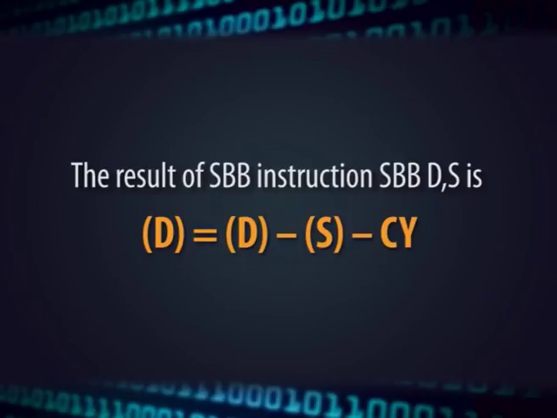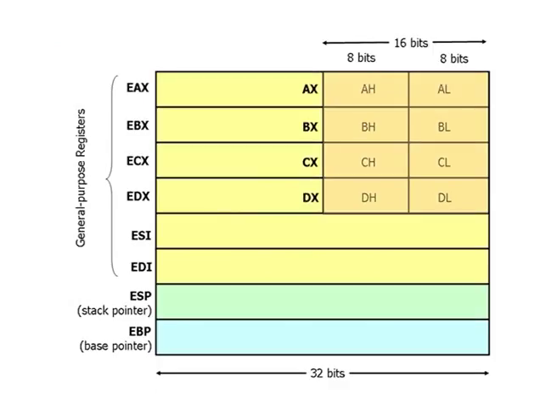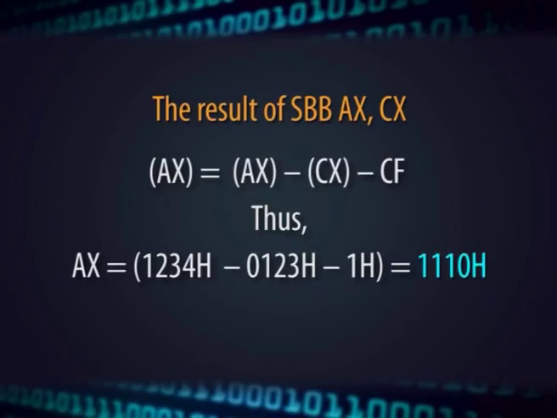Assume the contents of registers AX and CX are 1234 and 0123 hex respectively, and the carry flag is 1. Then the result of SBB AX, CX will be AX equals AX minus CX minus CF. The value stored in AX after the execution of the SBB instruction will be 1110 hex.